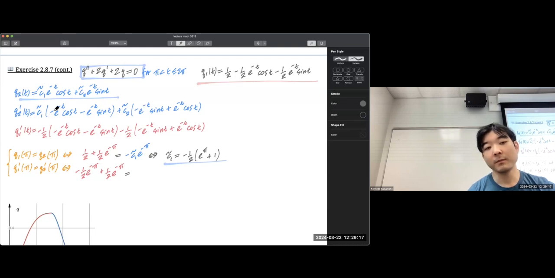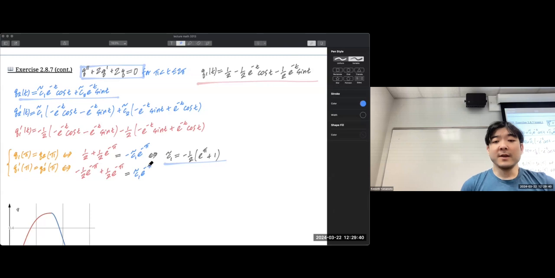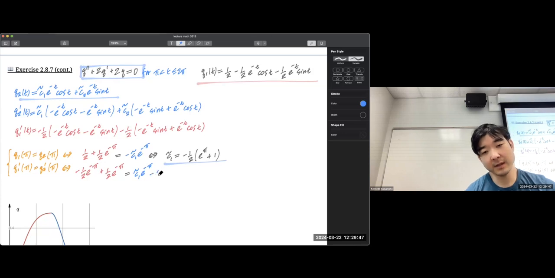That equals the blue Q2 prime. I plug pi into all this. Okay, so cosine of pi is -1. There's a negative. This vanishes, so you'll have C1 tilde e to the negative pi. And then you have this term right here, sine goes away. Cosine of pi is -1 times this would be negative C2 tilde e to the negative pi.